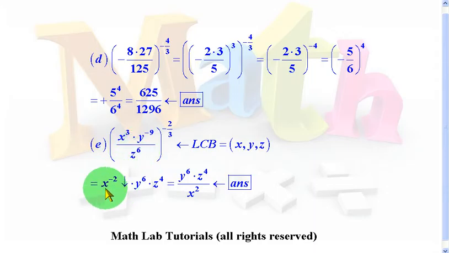So altogether we have x to the power negative 2 dot y to the power 6 dot z to the power 4. These are all positive exponents, so they remain on top. X to the power negative 2 gets downshifted, so it goes to the bottom. And this will be our final answer. You can review that carefully if you want. We'll go on to the next slide.